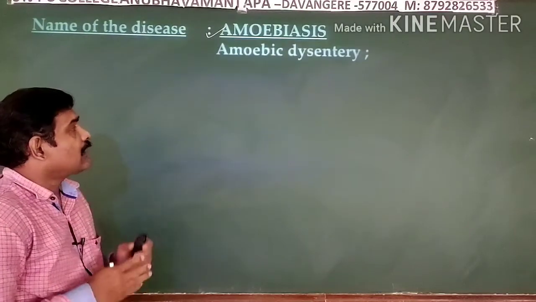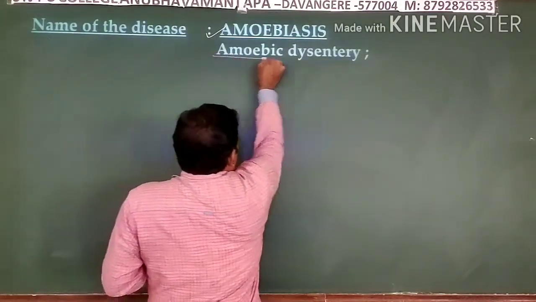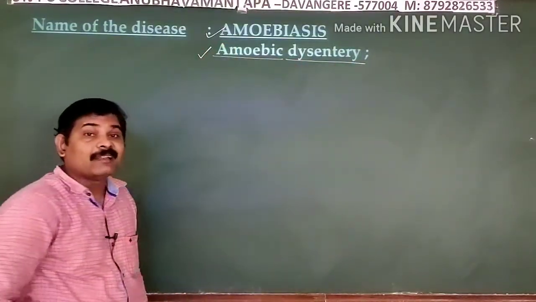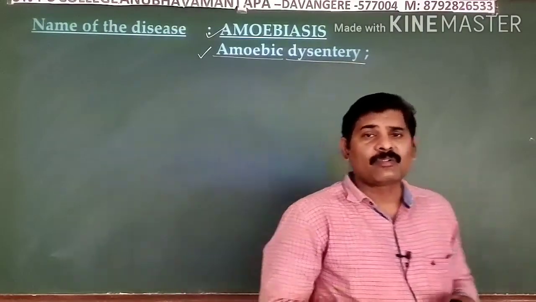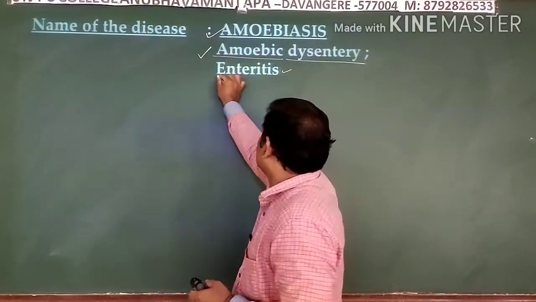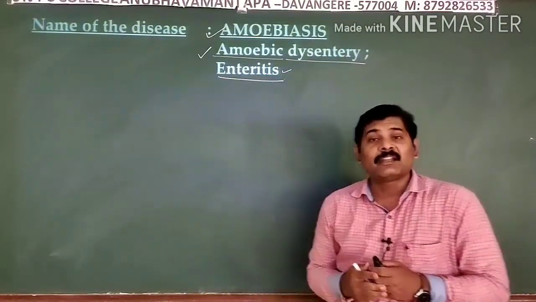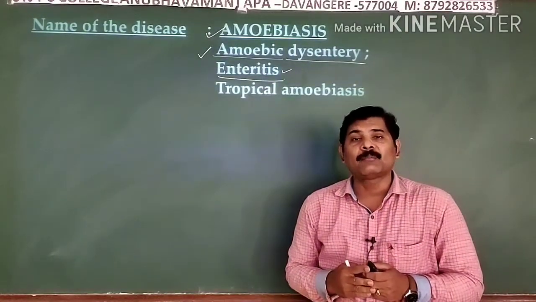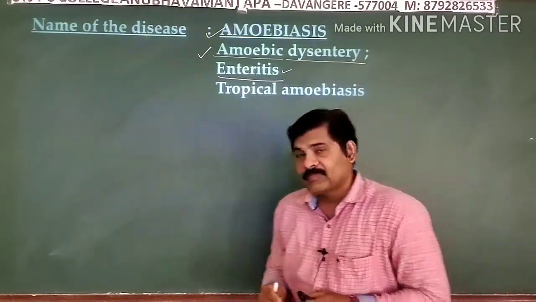This is a disease otherwise known as amoebic dysentery also. Another name for this disease is amoebic dysentery, and it has even another name, enteritis. This is a disease caused by a protozoan, as I said, and the name of the protozoan is Amoeba histolytica, the name of the parasite.